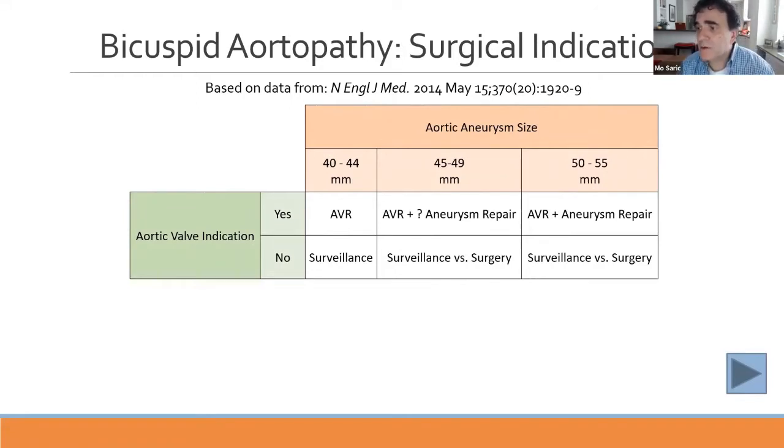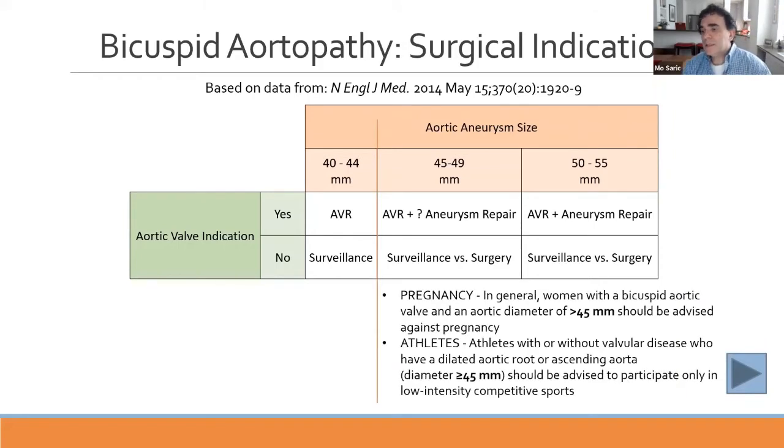And it's probably the most common indication when the aneurysm is 45 to 49 millimeters, then in centers with good experience, aortic valve replacement and aneurysm replacement will be done if the aortic valve is damaged. On either end, if there is 50 to 55 millimeters, it's a definite indication for aneurysm repair and aortic valve replacement in cases of significant aortic valve abnormalities. These guidelines are modified whether there is a pregnancy or athletes, in which these guidelines become stricter cutoff values.